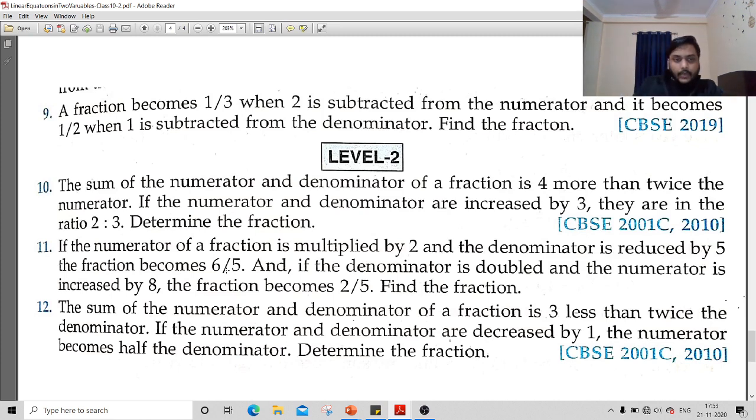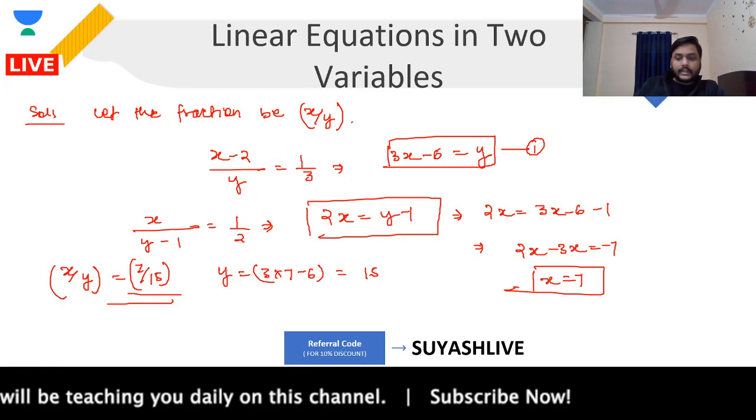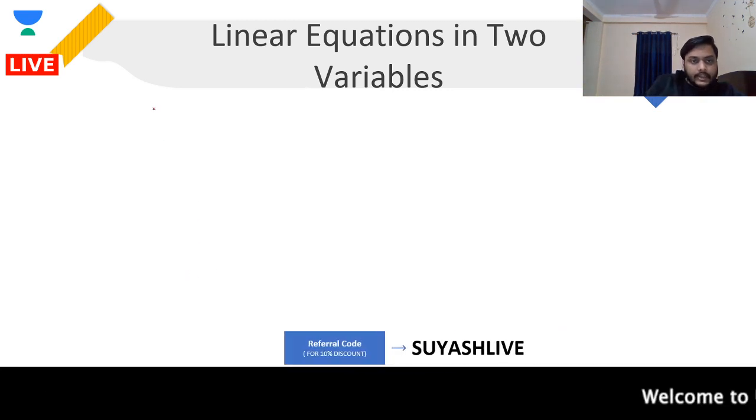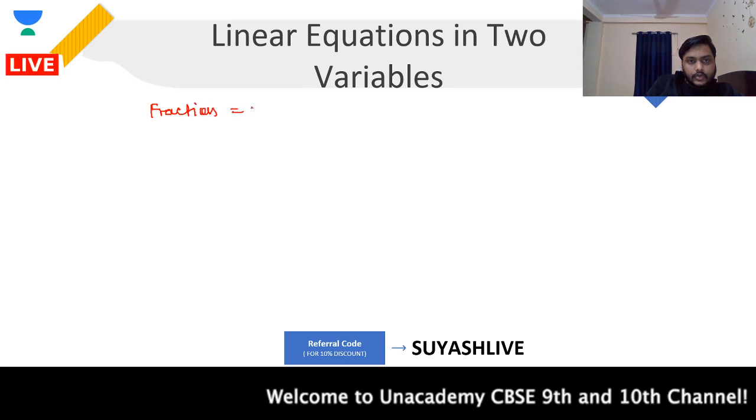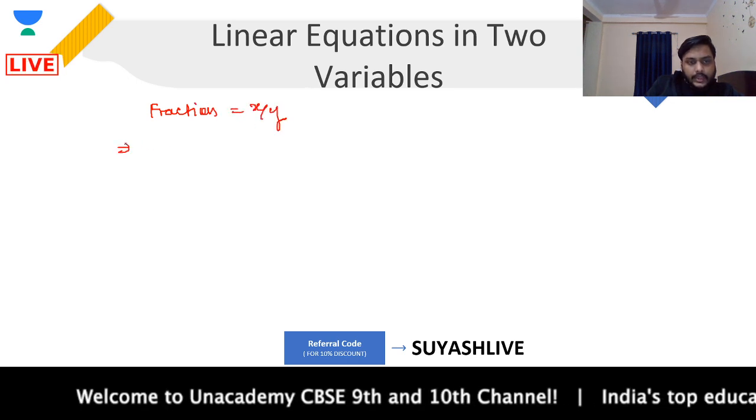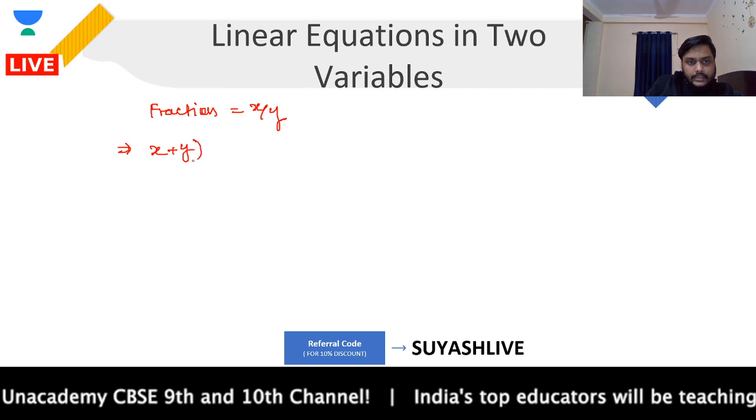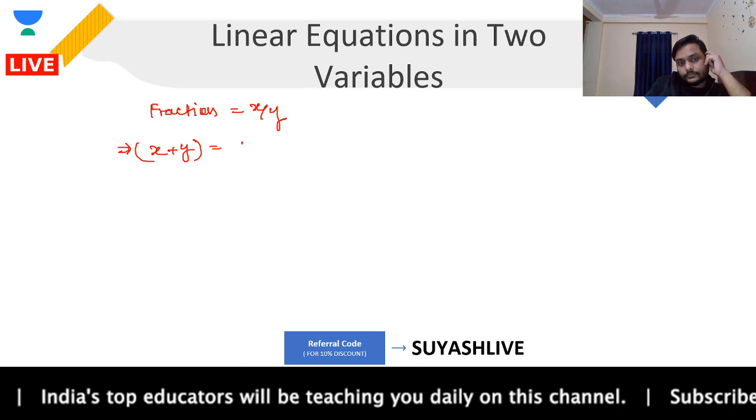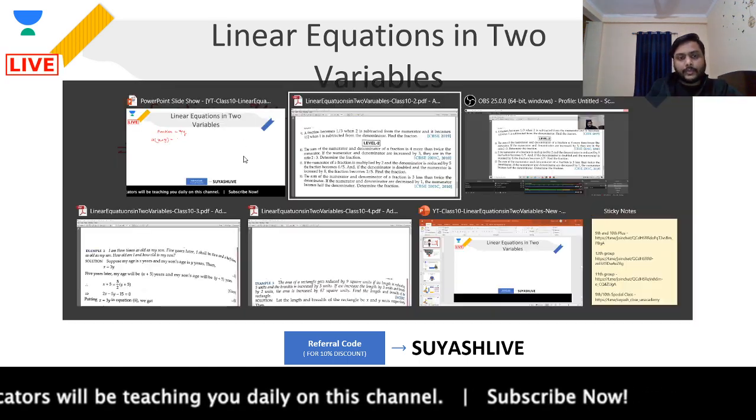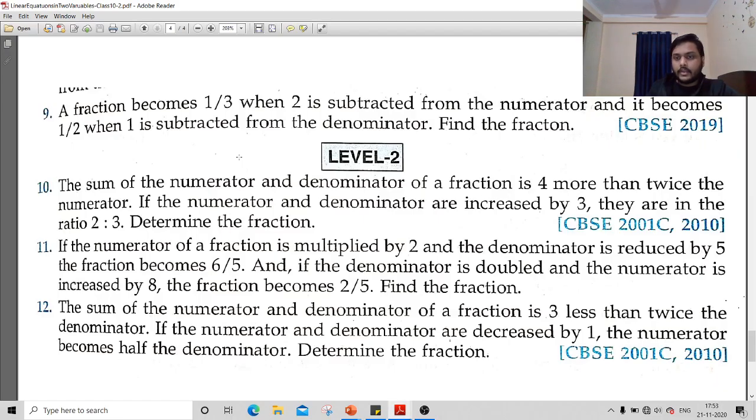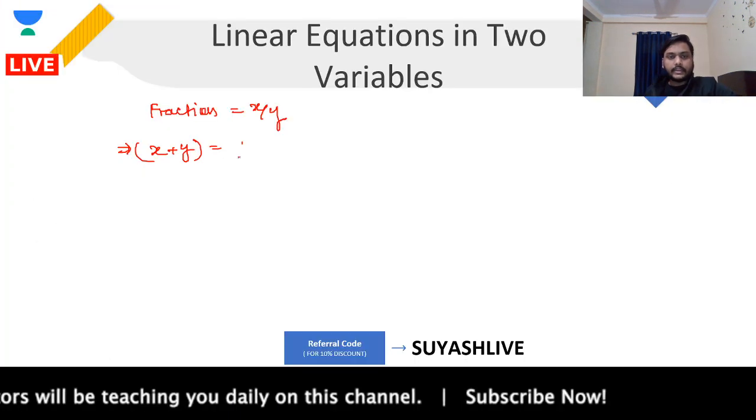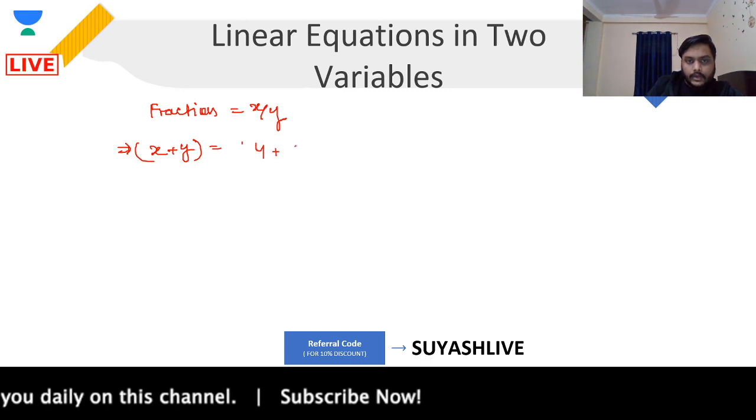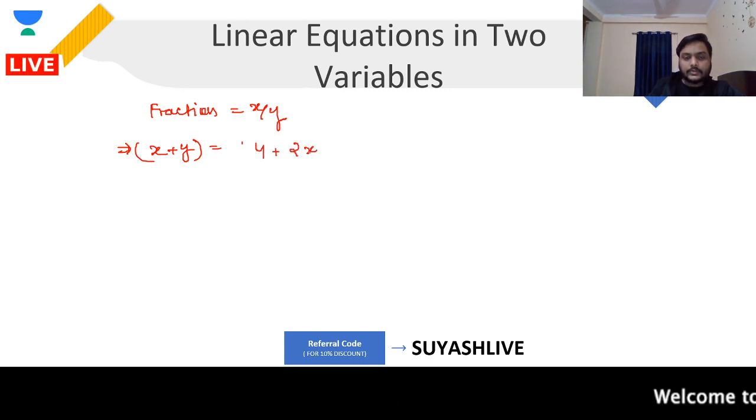Okay, so what is the first equation I got? First equation, I got that x plus y is what? I can say that if I am assuming my fraction to be x upon y, so I can say that x plus y is given to me as 4 plus 2 times of that, 4 more than twice the numerator. Okay, 4 more than twice the numerator, so I can say it is nothing but what, 4 more than twice the numerator. This is what I'm having.